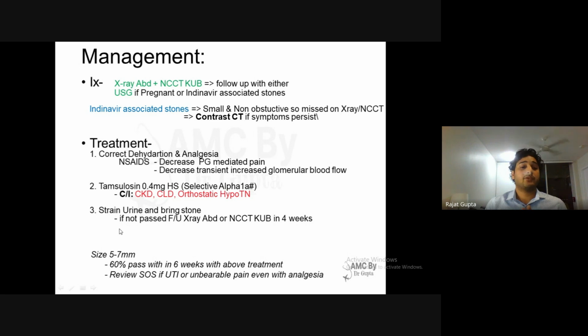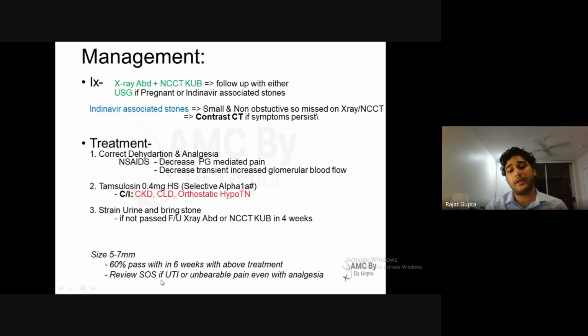So next is, once we treat the pain and the patient is going home, we ask the patient to strain the urine, and whenever he passes the stone, just bring it back to the lab so that we can have a look under the microscope at the type of crystals and what type of stones these are. If it is not passed, then we have to repeat the follow-up X-ray or CT KUB in 4 weeks. Most of the stones up to 5 to 7 mm, 60% pass within 6 weeks with the above management.